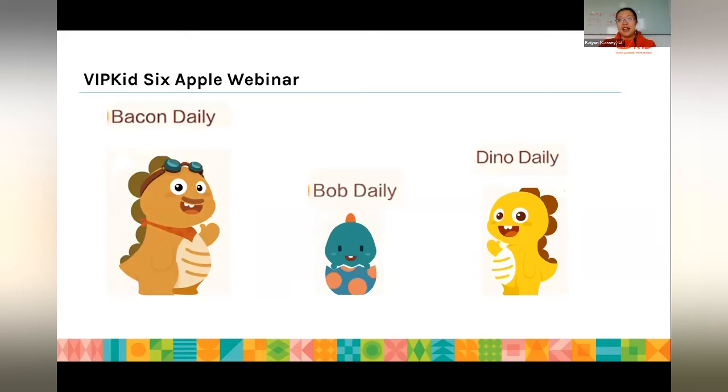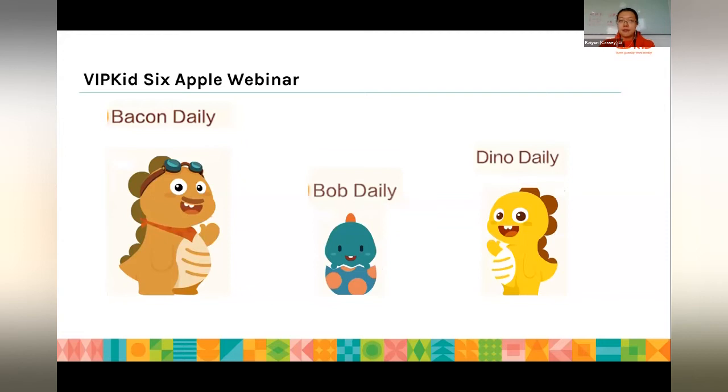Bacon Daily has 2 sons. The older son is Dino Daily. A younger son is Bob Daily. So one day, Bacon Daily is having a good time with his fellow villagers. He's bragging, my sons are awesome. My son can repeat the entire dictionary. They can remember the words in the dictionary in one day. Immediately, Dino Daily jumped out and said, no, Dad, that's impossible. Bob Daily didn't say anything. He just smiled and nodded.